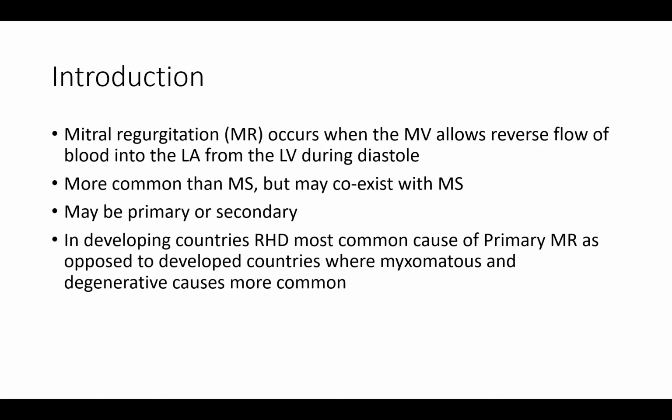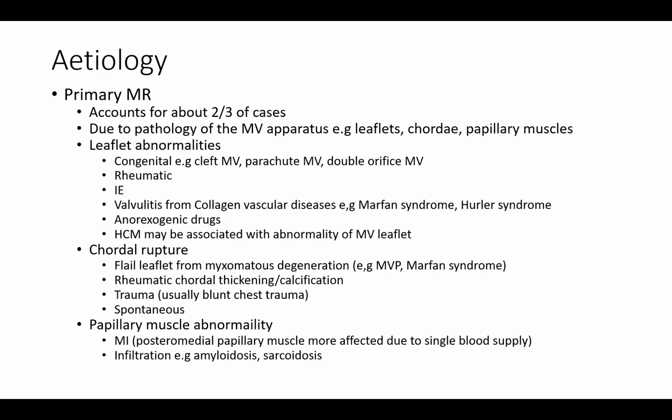And it could be primary from disease of the valve apparatus itself or secondary. In countries like ours, the most common cause of primary mitral valve regurgitation is rheumatic heart disease, while in developed countries, myxomatous and degenerative causes are more common. So what causes it? We've said it could be primary. Primary is generally said to account for about 2/3 of cases. Although I'm not sure if I'm too comfortable with that ratio, because I think we see a lot of secondary more in our practice, but you know.